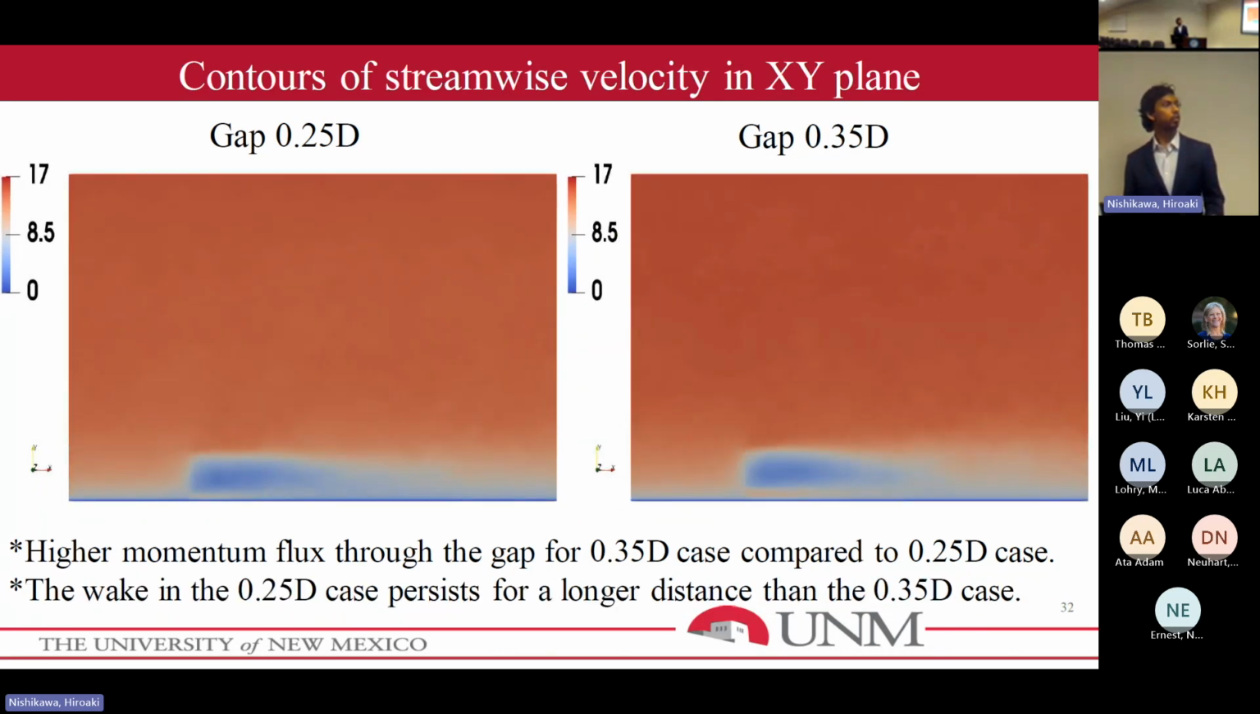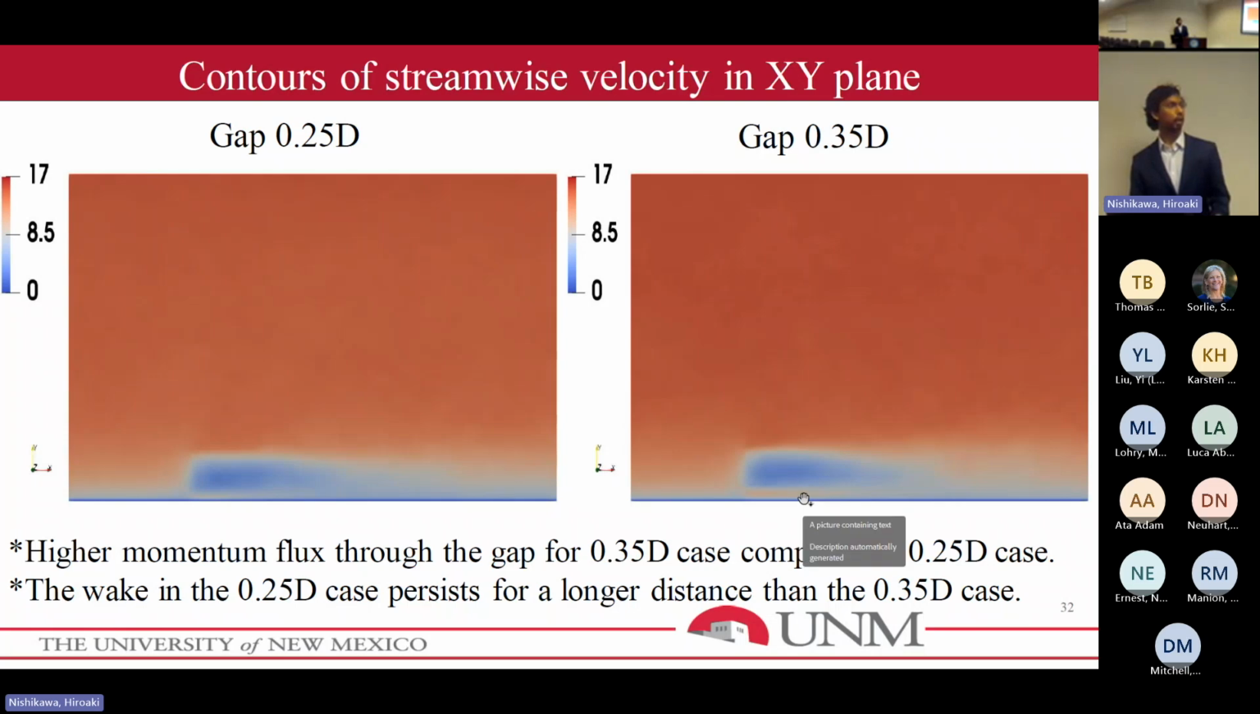So these are the average profiles. As you can see, these average profiles also show the higher momentum flux flowing through the larger gap. And you can also see that for the lower gap, the wake persists longer than for the larger gap, which means that the wake is recovering faster for the larger gap.